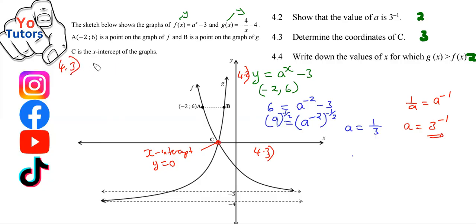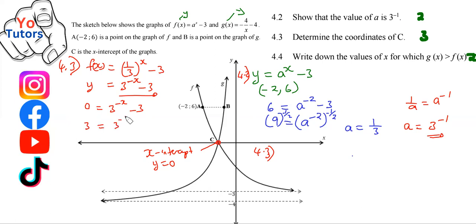So with the equation of f, let's now have the full equation of f. This is going to be equal to 1/3 to the power of x minus -3, or we can put it as 3 to the power -x minus 3. That's the equation that we have. Now if we substitute 0 for y, it means that 0 is going to be equal to 3 to the power -x minus 3. Then we take the 3 there. 3 is going to be equal to 3 to the power -x.